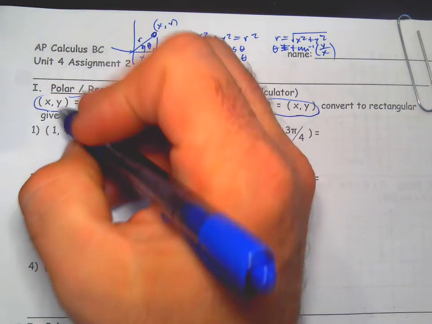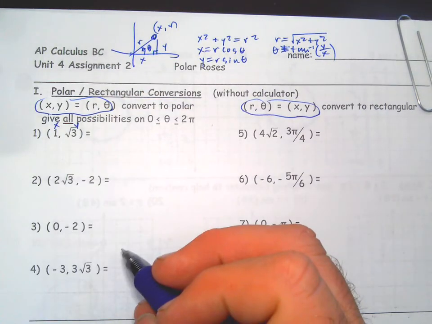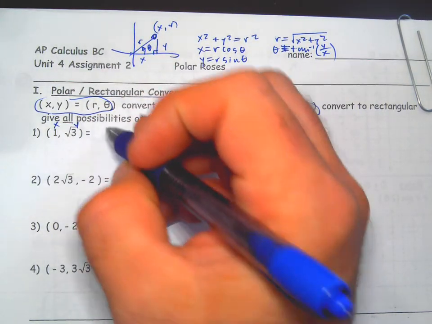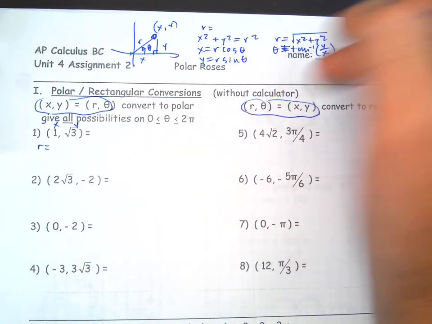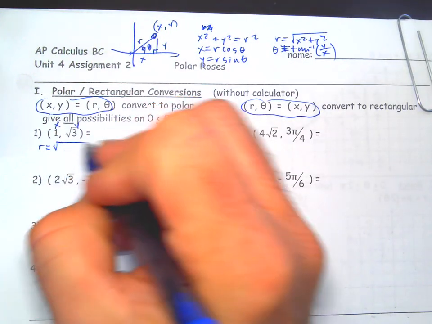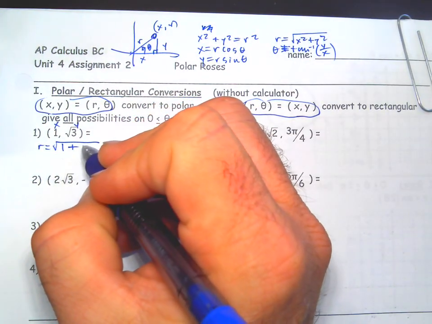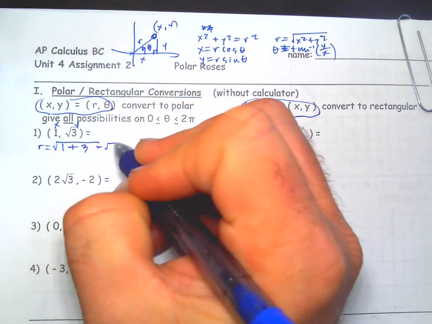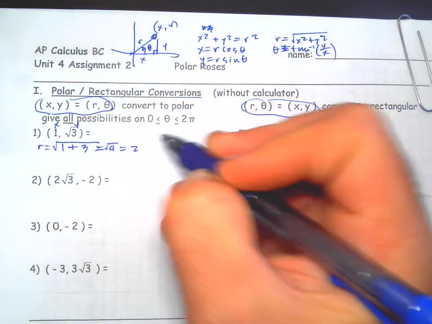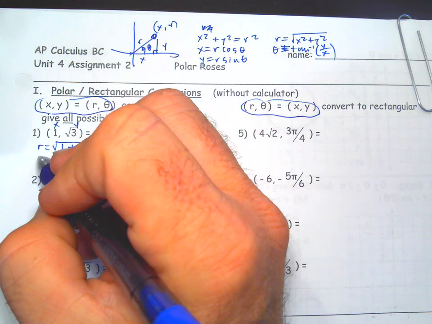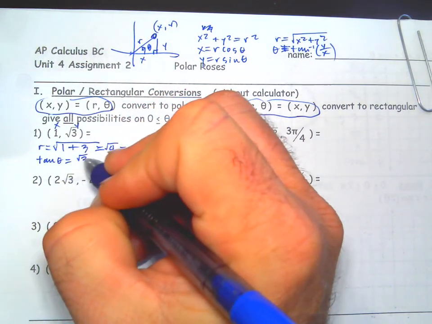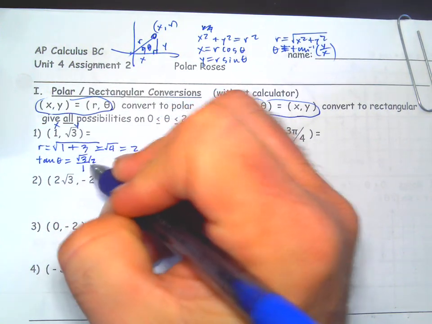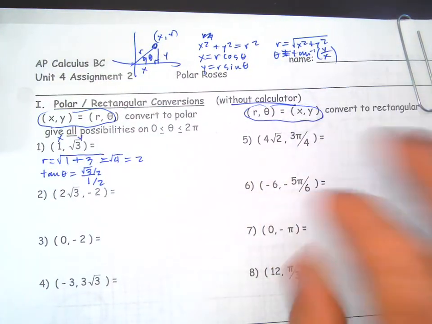So first one, these are your x and y values. So r is going to equal the square root of 1 squared plus root 3 squared, x squared plus y squared. So the square root of 4 is 2. And the angle, you say, well, tangent theta equals opposite y over x, root 3 over 1. Try and do these without a calculator.